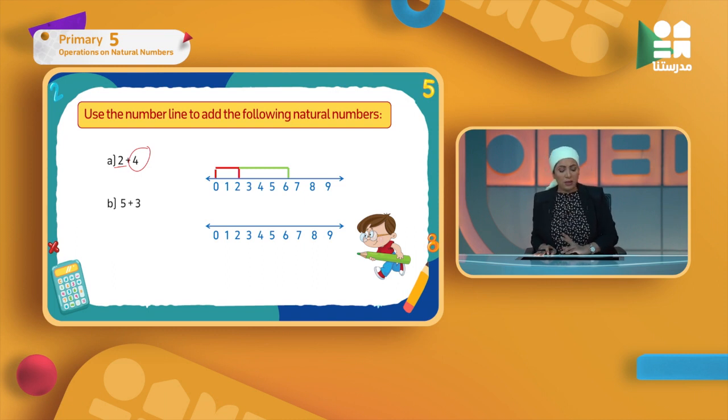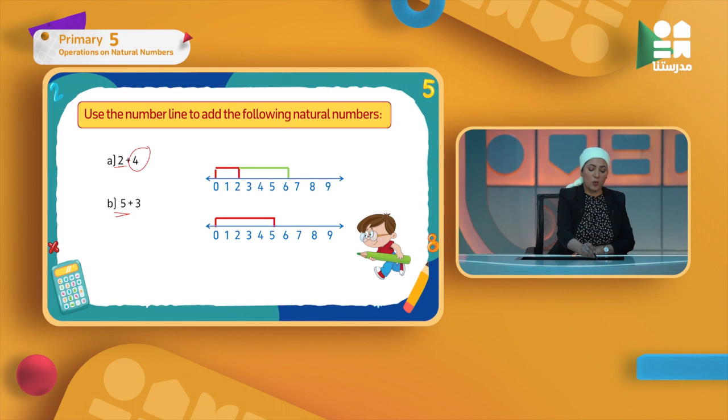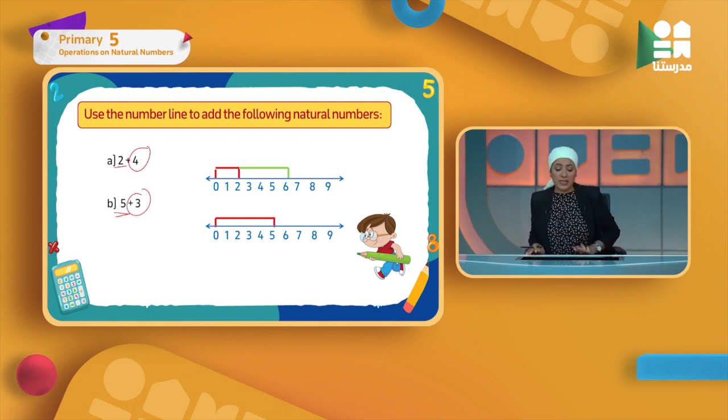Where do I start counting? From the zero. From 0 I will count to 5. Okay, I finished the first number. Then I have the second one, the 3 or plus 3. I don't start counting the 3 from zero, I start counting the 3 after the 5 that I reached, because I add the two numbers together.